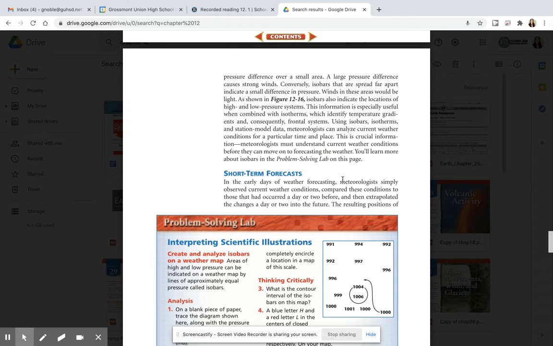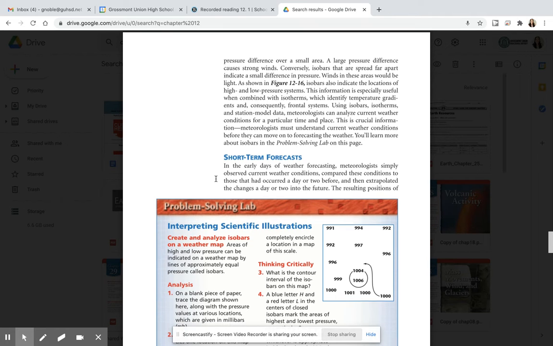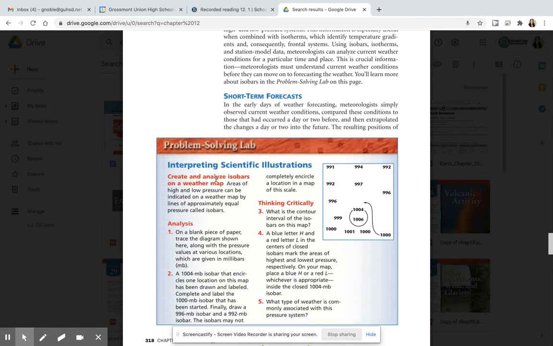Using isobars, isotherms, and station model data, meteorologists can analyze current weather conditions for a particular time and place. This is crucial information. Meteorologists must understand current weather conditions before they can move on to forecasting the weather. You'll learn more about isobars in the problem-solving lab on this page.